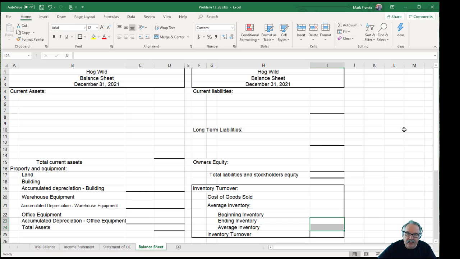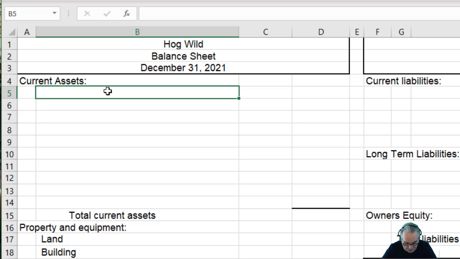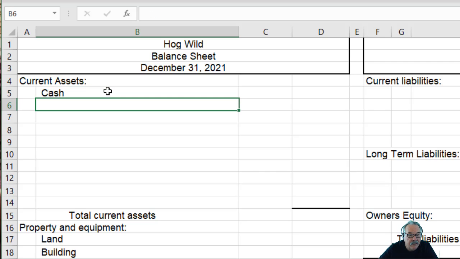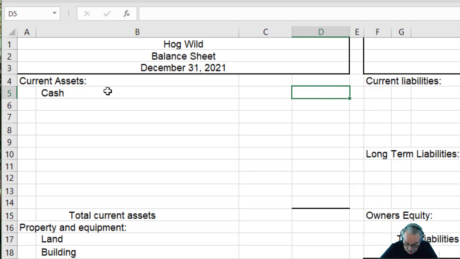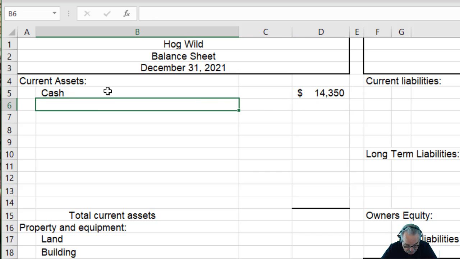So we'll start with a heading. This is the balance sheet. It's as of a moment in time. In this case, it's December 31, 2021. And our current assets first is always going to be cash. Cash is $14,350, comes right off the trial balance.